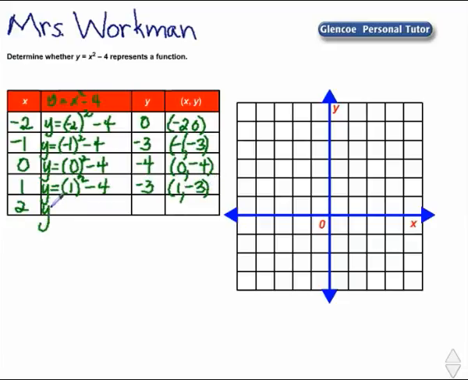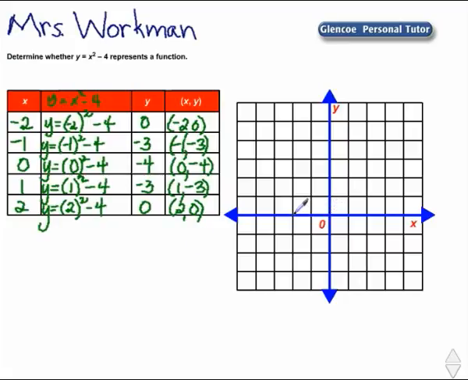And finally, our last substitution, we'll put a 2 in place of the x. 2 squared is 4, minus 4 is 0. So when x is 2, y is 0. We've generated our list of ordered pairs, so now let's plot those.